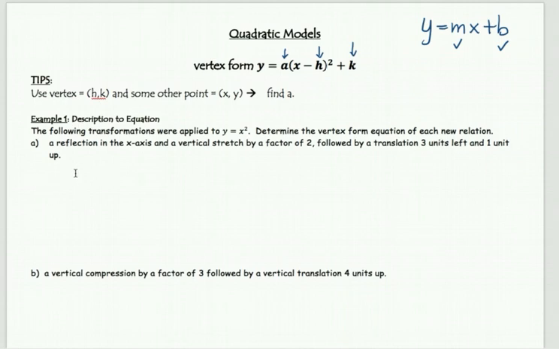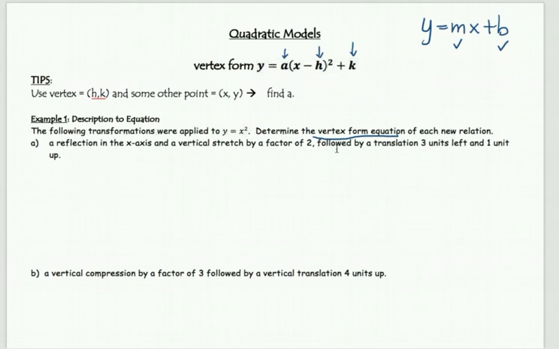So, all right, example one. The following transformations were applied to the parent y equals x squared. I want you to determine the vertex form equation. So get used to that terminology, vertex form, okay? If I say vertex form, you should know right away I'm talking about that equation above there. On assessments I'll give you that equation, but I won't actually write vertex form by it. I'll just give you this equation. You need to be able to identify that it's the vertex form, okay?